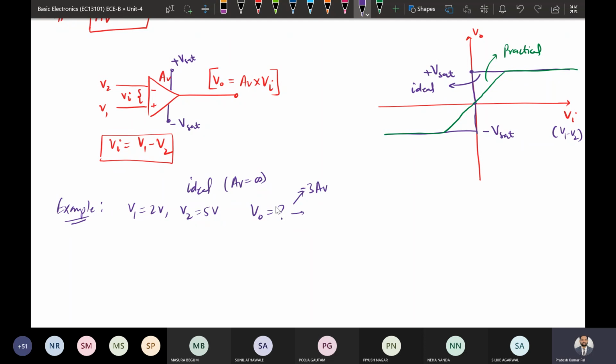so here, if V1 is 2 volt and V2 is 5 volt, at that time by using the curve you can see that the input voltage will be V1 minus V2. So V1 is 2 volt and V2 is 5 volt, so it is minus 3 volt. That means the input voltage V in is negative. So if V in is negative, this is the curve.